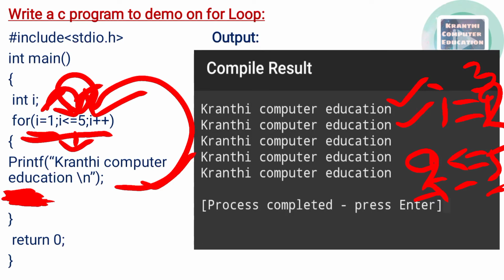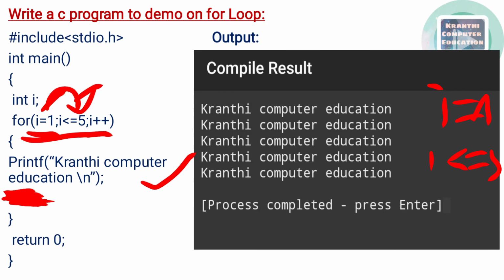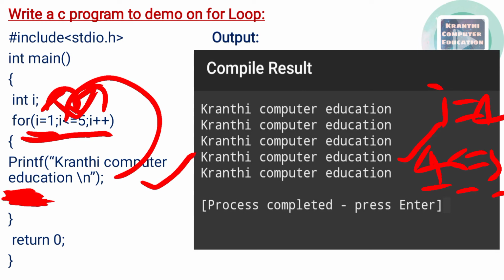Next it goes for checking the condition. 3 less than or equals 5. The condition is true. That's why the printf statement will be executed, means Kranti computer education is printed for the third time, and then after printing the i value will be incremented. Now the i value becomes 4. Next, after incrementing, control goes to check the condition. 4 less than or equals 5, 4 less than 5, the condition is true. That's why Kranti computer education is printed on the screen for the fourth time.